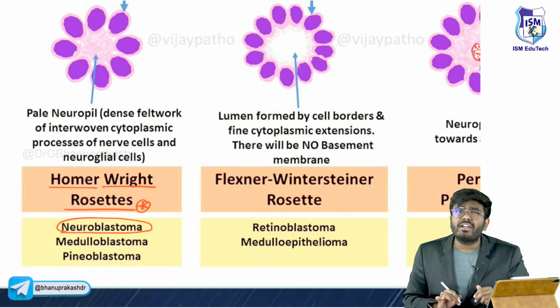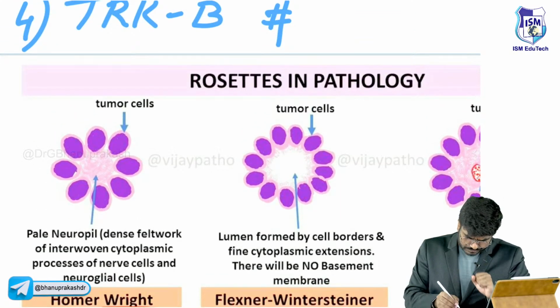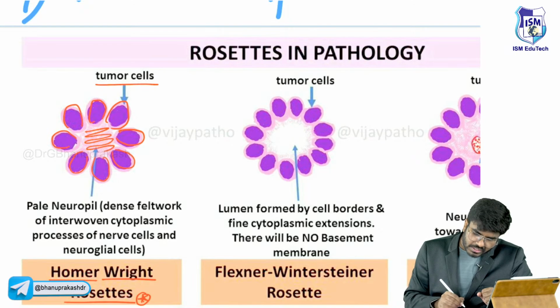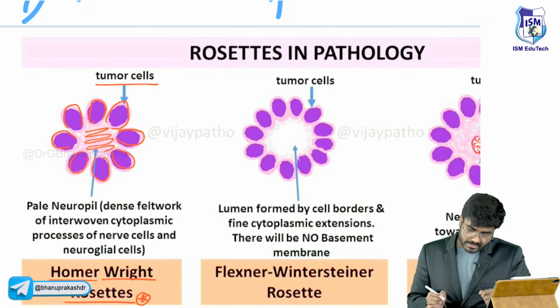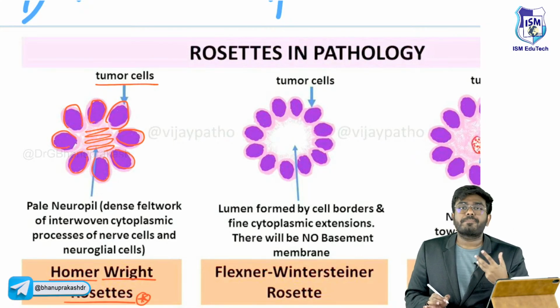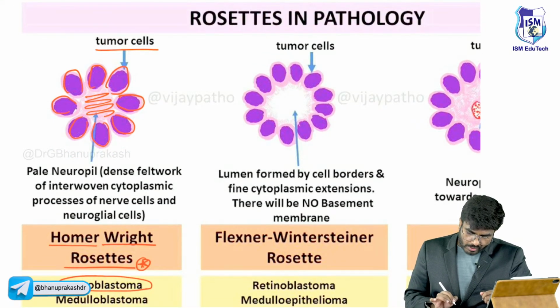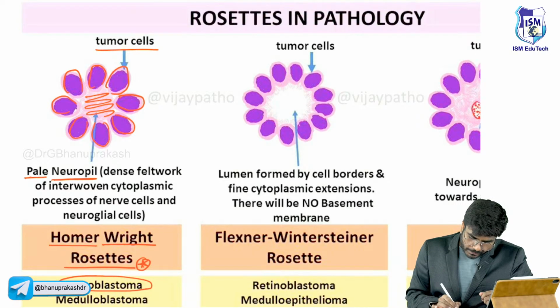What are these Homer-Wright rosettes? The tumor cells are arranged like flowers, but in the center there is a pinkish appearance. When you have this pinkish appearance, it is called Homer-Wright pseudorosettes. In the center there is pale neuropil, pink-colored material.